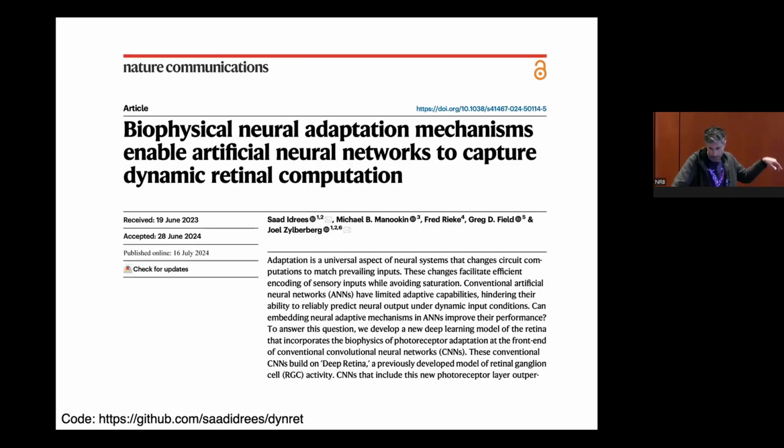Okay, so this paper has been published. It's kind of old news, but I think it's still stuff I'm excited about. If you want, you can download these models from Saad's GitHub repo. Saad Idris is the postdoc in my lab that did this work. So you can stick the photoreceptor model onto your own machine learning models and play with it as you wish.